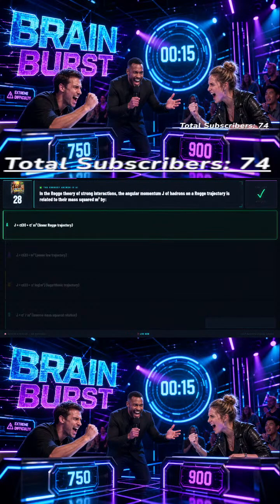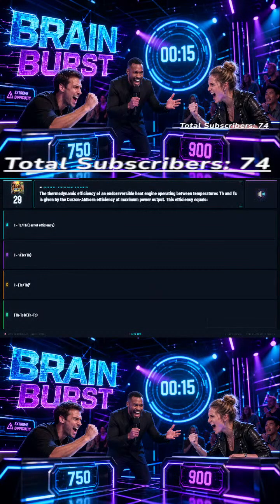Time's up. The correct answer is A, j equals alpha_0 plus alpha' m squared, linear Regge trajectory. Question 29. The thermodynamic efficiency of an endoreversible heat engine operating between temperatures Th and Tc is given by the Curzon-Ahlborn efficiency at maximum power output. This efficiency equals Option A, 1 minus Tc/Th, Carnot efficiency. Option B, 1 minus the square root of Tc/Th. Option C, 1 minus (Tc/Th) squared. Option D, ThTc over Th plus Tc.